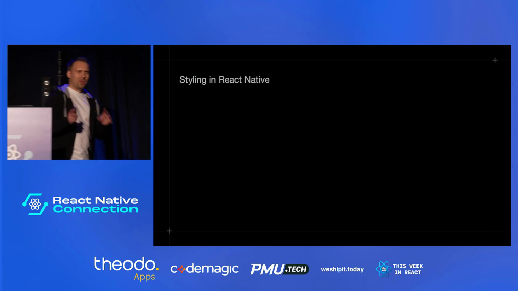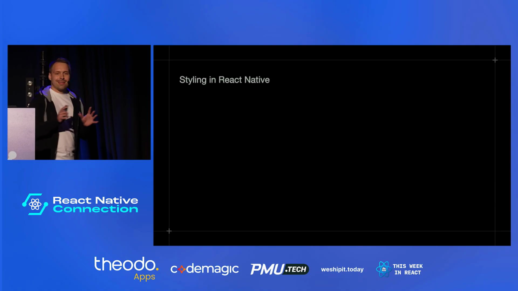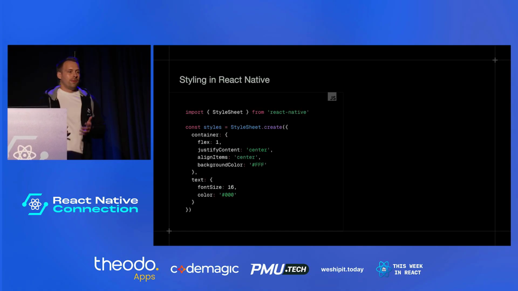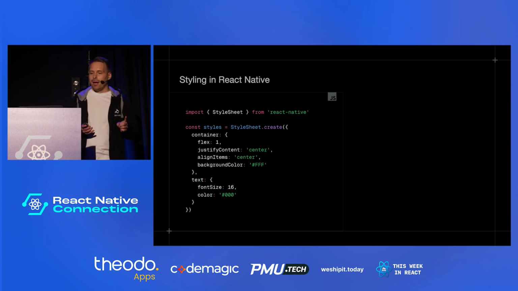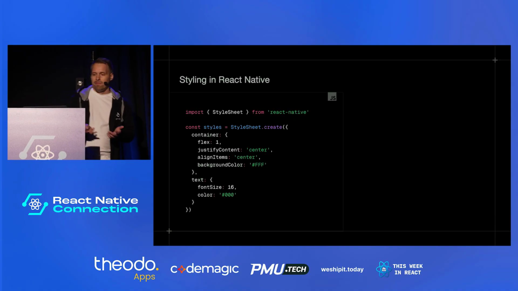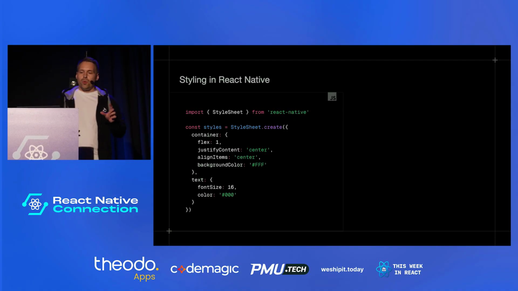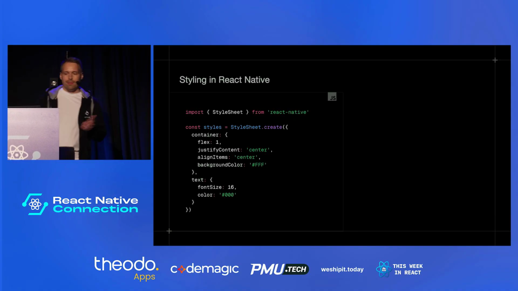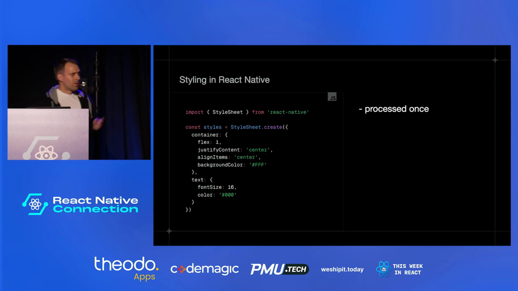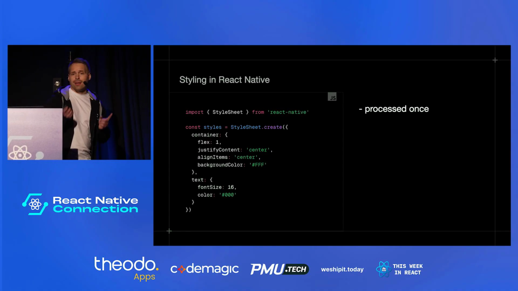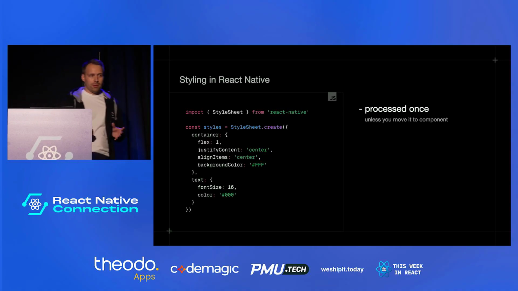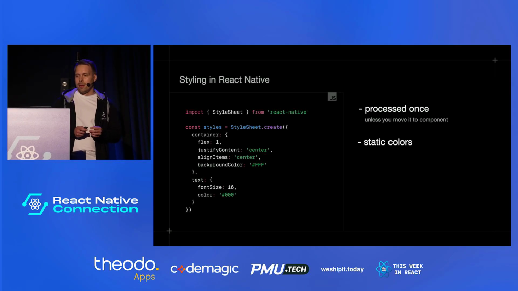So, before we jump into the deep water, let's start with the simple stuff. Styling in React Native is easy. You have one API exposed to you from React Native, which is the StyleSheet API. This is like a function where you can put your plain objects. Everyone knows that, but we have a few issues here. It's only processed once, unless you move it to the component or wrap it in a hook. But by default, it only processes once.